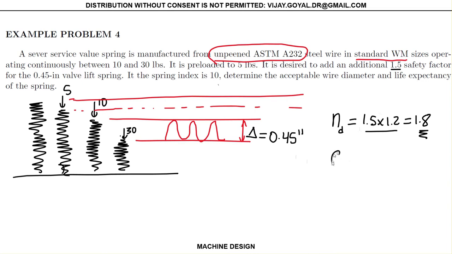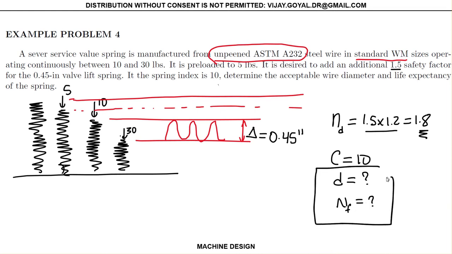Okay, so the problem tells me that C is equal to 10. My D is what I'm looking for, and my life cycle expectancy, that's what I'm looking for. I'm looking for these two guys here. Okay, so just to start the problem, I'm going to start with an initial guess.